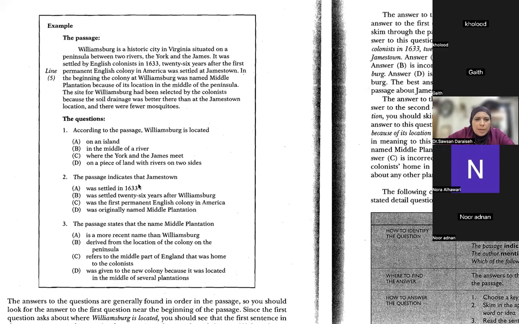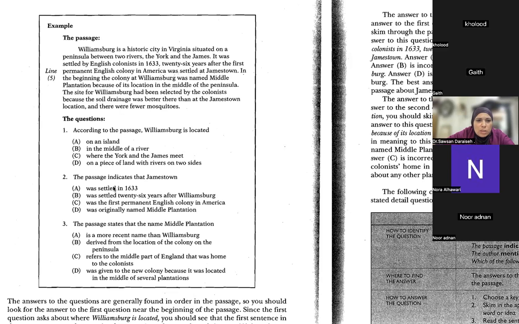Good job. Because the passage indicates we're talking about Jamestown. Jamestown is another town, not Williamsburg. It was settled by the English colonists in 1633. We're still talking here about Williamsburg, 26 years after the first permanent English colony. So this town was settled, like established. Settled means established, after another town which existed, called Jamestown. And this town existed 26 years before Williamsburg. So we're talking about Jamestown.